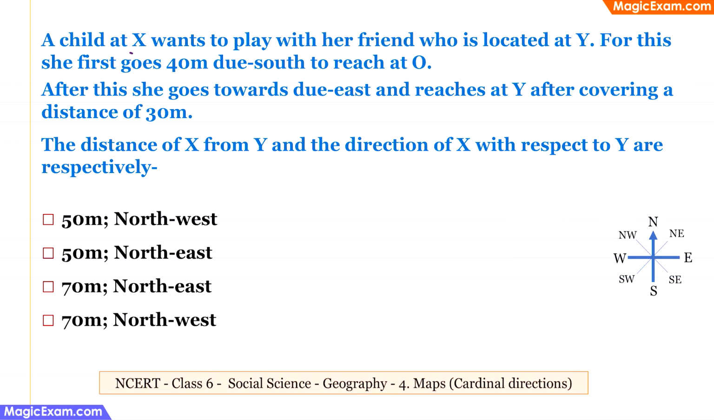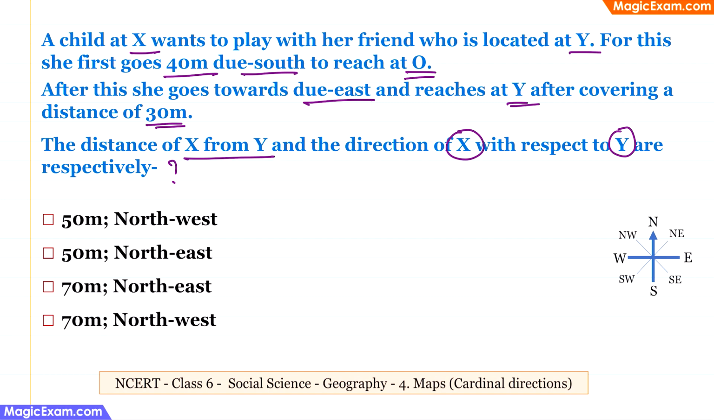A child at X wants to go play with her friend who is located at Y. For this, she first goes 40 meters due south to reach a point called O. After this, she goes towards due east and reaches Y after covering a distance of 30 meters. The distance from X to Y and the direction of X with respect to Y are respectively what?